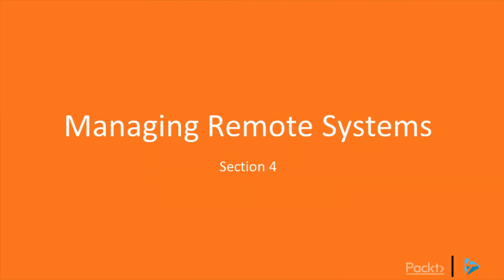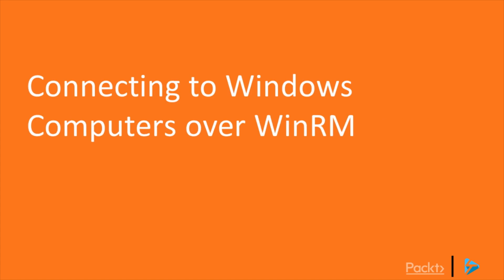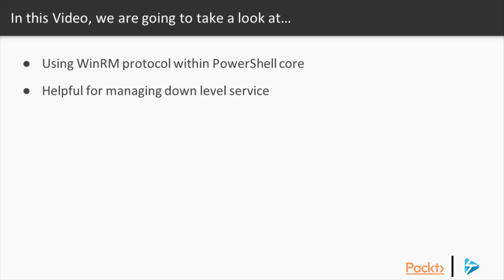Chances are that if you're coming from a Windows PowerShell background, you're already familiar with the WinRM protocol for remote connections within PowerShell. In this video, Scott's going to show you how you can still use the WinRM protocol within PowerShell Core to connect to Windows-based endpoints. This is helpful for managing down-level servers, and also if you've got a Windows-only environment and you don't yet have an SSH configuration ready to go.